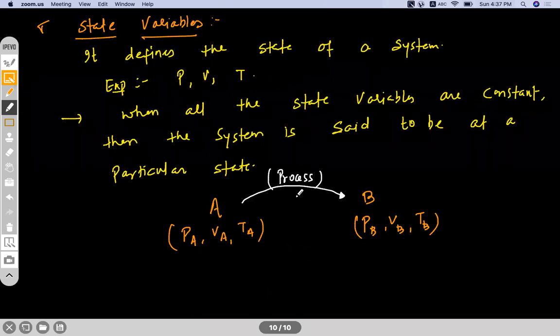When the initial and final state are the same, cyclic process. So like this, we define the processes. We'll come back to this process topic again after some time. But before going into that, we'll see thermodynamic properties. Write down.